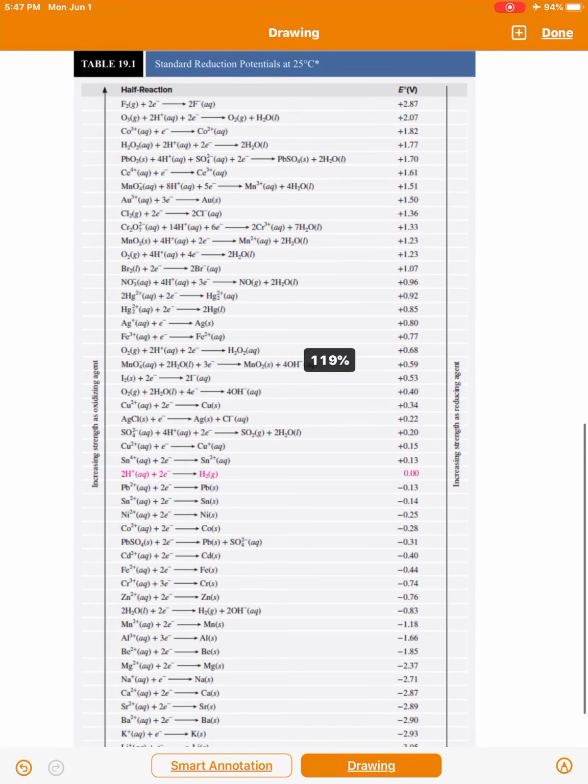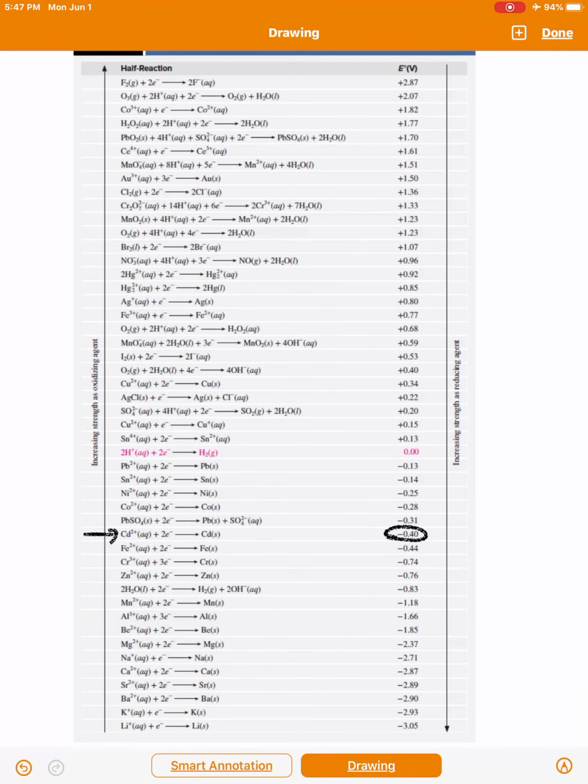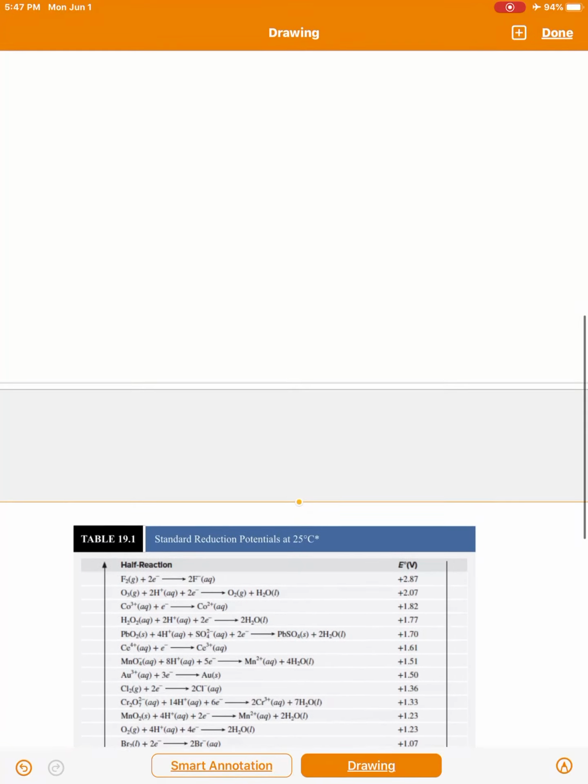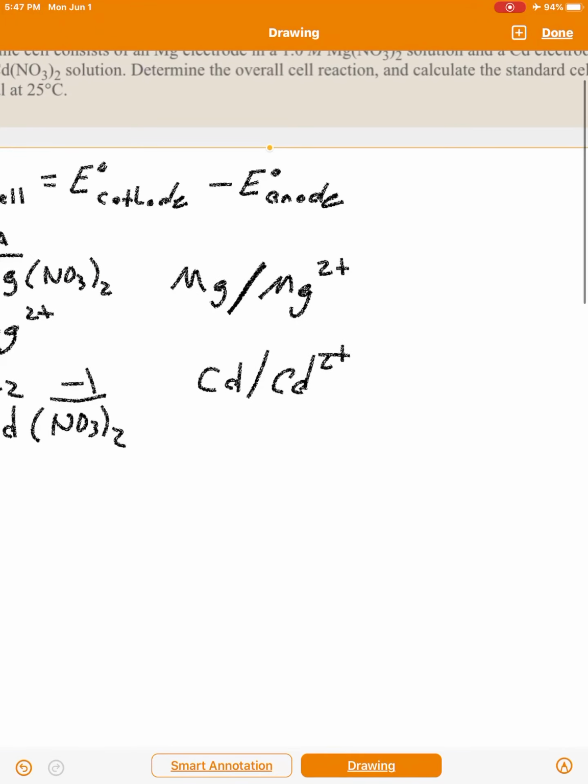So we're going to look up cadmium and magnesium. They're both negative. That's fine. Here's the cadmium. I see that one right there, and it has a standard reduction potential of -0.40 volts. Magnesium is further down. The alkali metals and the alkaline earth metals are pretty negative. They're easily oxidized. So it's at -2.37. So there's our potentials. This one's -0.40 and this one's -2.37.